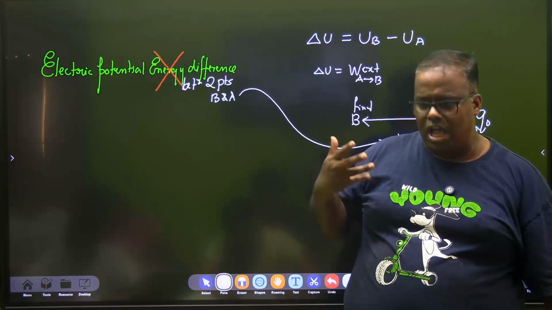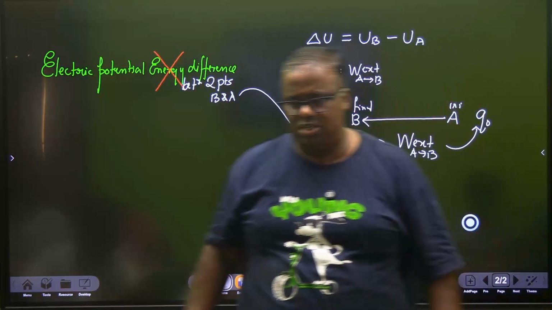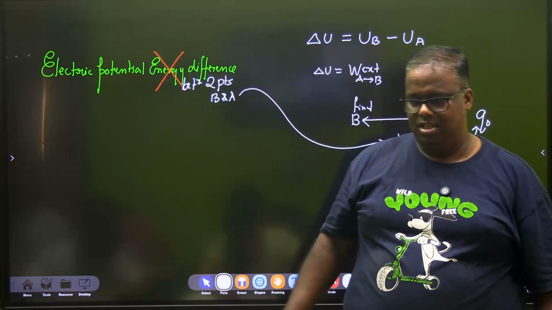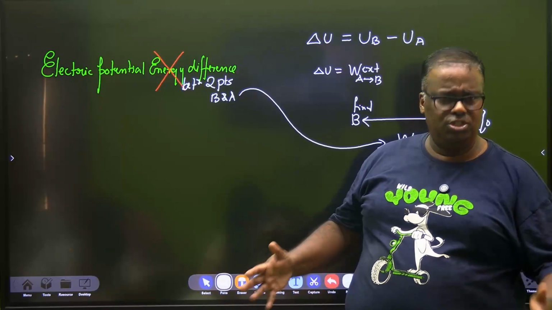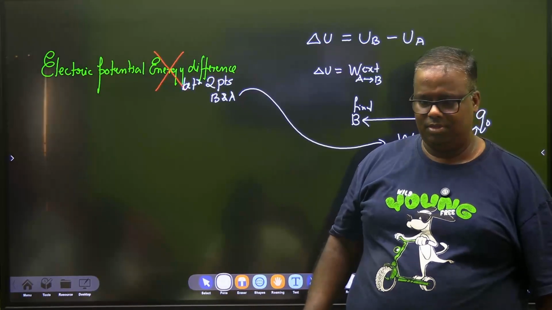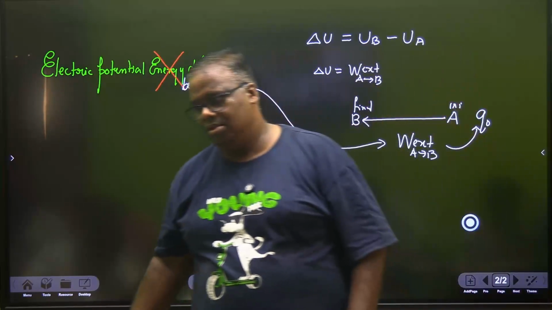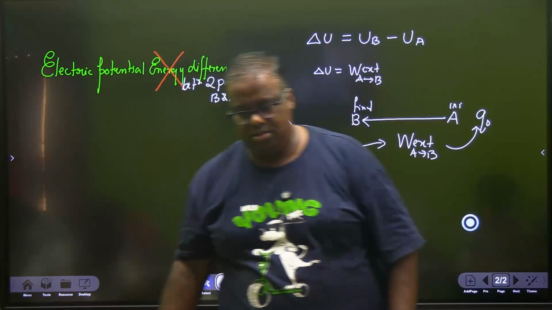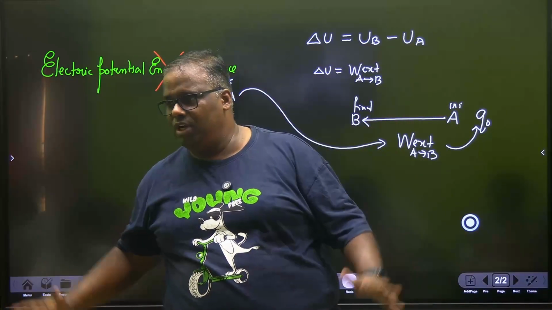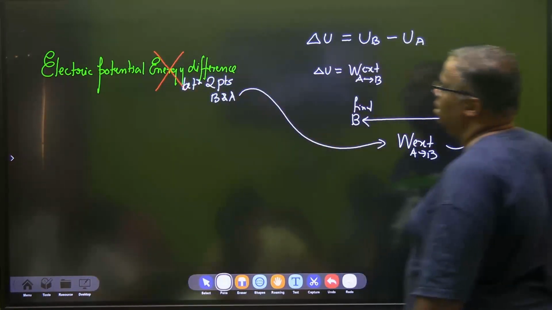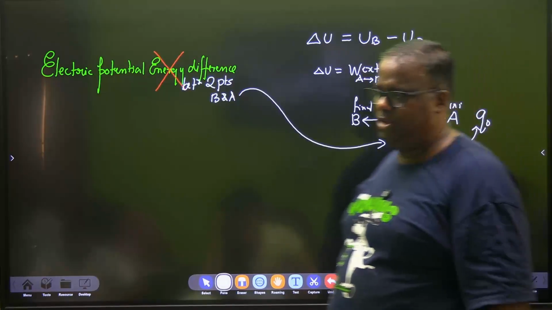Next point. I feel a resistance. I feel an obstruction. I feel an opposition. There will be an opposition, right? I feel an opposition created by the electric field of the space.